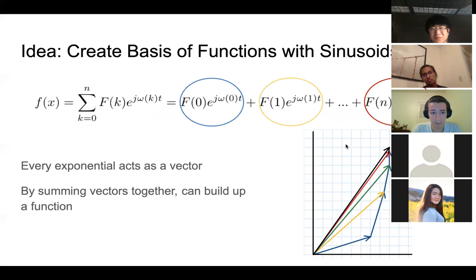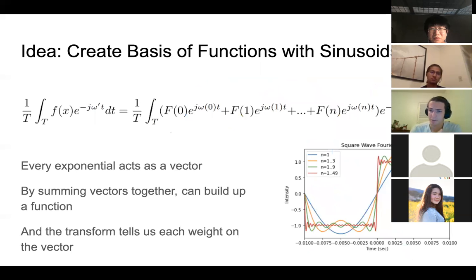Next slide. So then you can assume that a function can be described as a sum of these exponentials, and more importantly, as a sum of these sinusoids. And you can put them together to build up your function in the same way that you would put a set of vectors together to build up another vector in, for example, a 2D plane. Next slide.